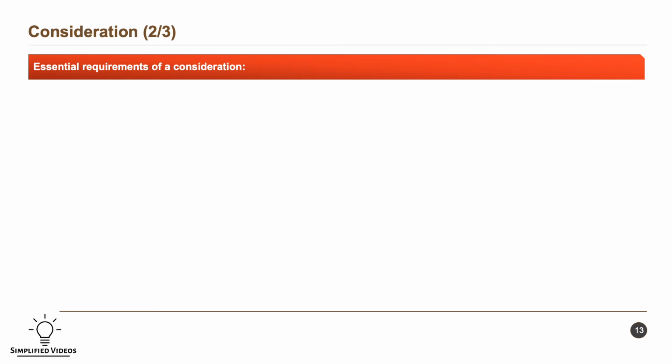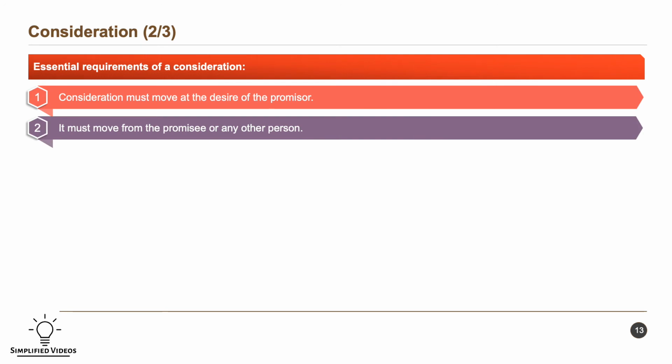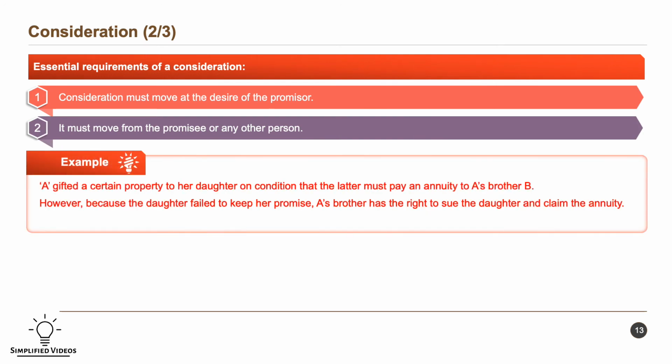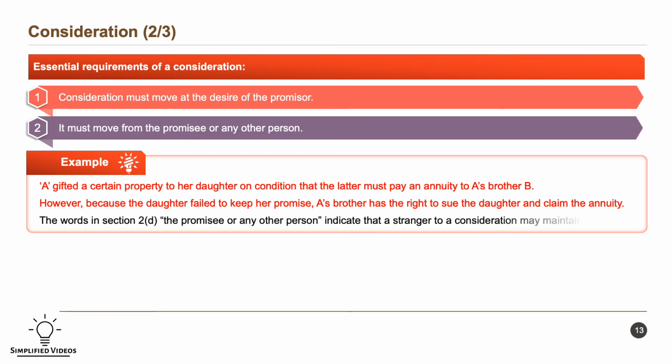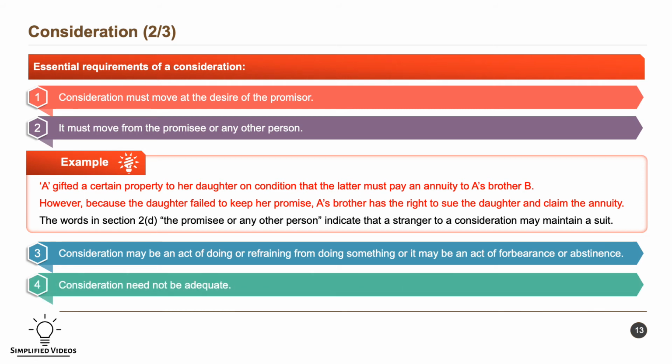Essential requirements of a consideration are: consideration must move at the desire of the promisor. It must move from the promisee or any other person. For example, A gifted a certain property to her daughter on condition that the latter must pay an annuity to A's brother B. However, because the daughter failed to keep her promise, A's brother has the right to sue the daughter and claim the annuity. The words in Section 2(d), the promisee or any other person, indicate that a stranger to a consideration may maintain a suit. Consideration may be an act of doing or refraining from doing something, or it may be an act of forbearance or abstinence. Consideration need not be adequate.